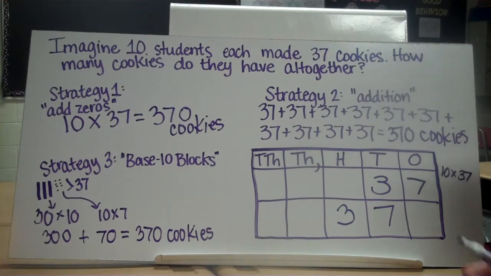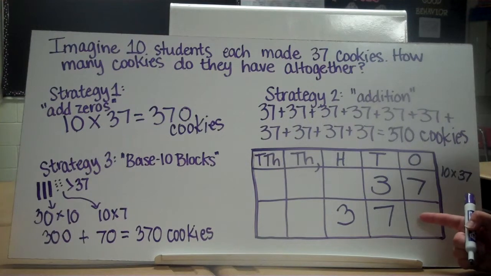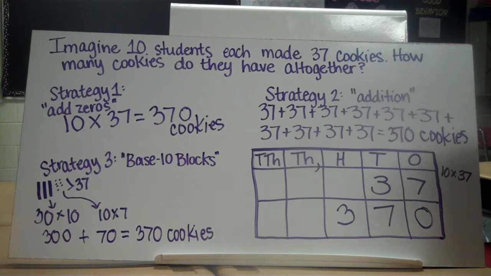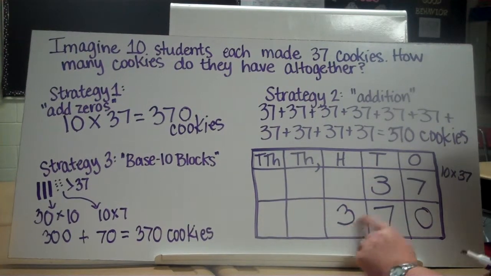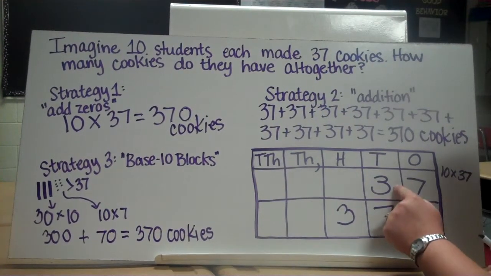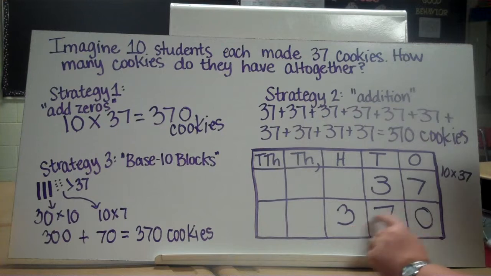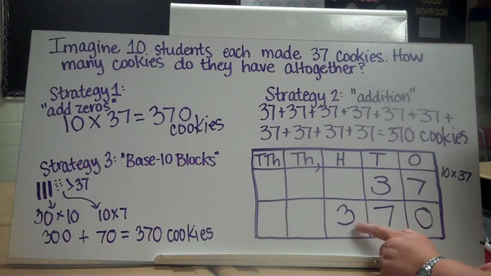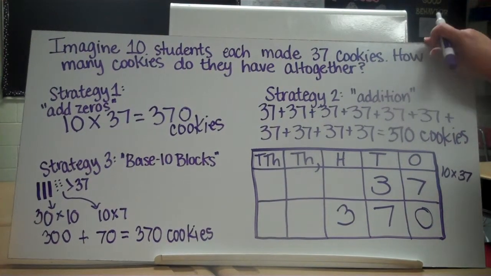Well, because I moved my 37 one place value over, I have to have a number in this ones category. Do I have any ones? No. So I would put my 0 right there. Now I have, instead of 3 tens, 3 hundreds. Instead of 7 ones, I now have 7 tens, and I have no ones. So I made 370.